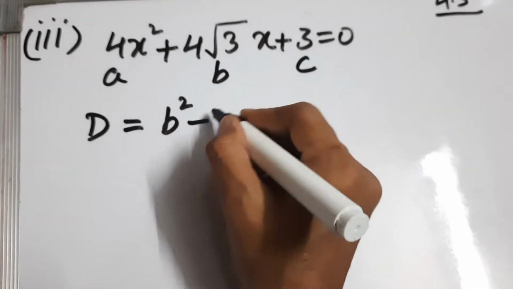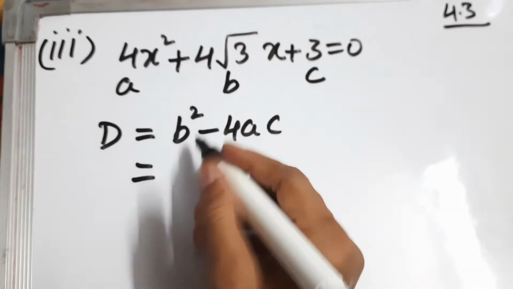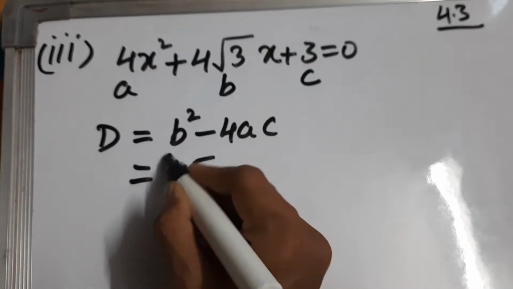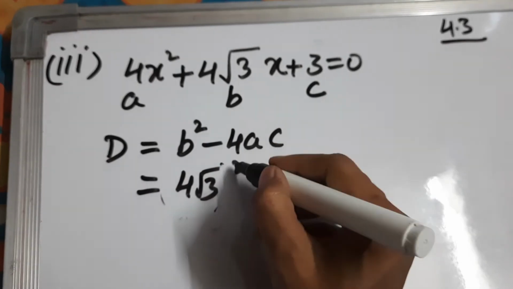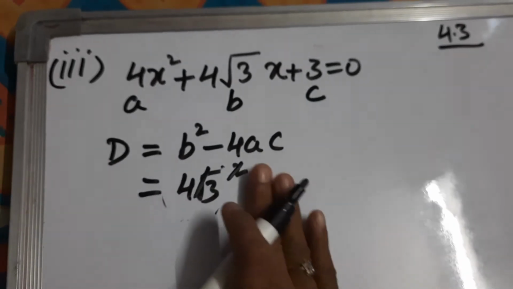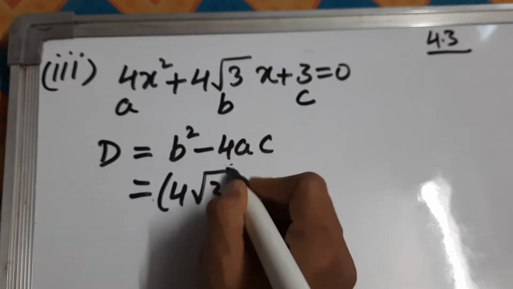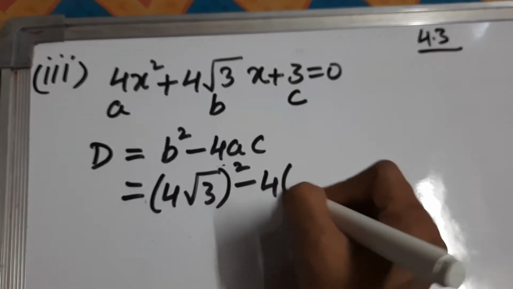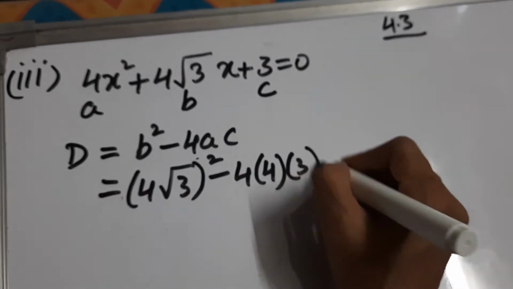D is equal to b square minus 4ac. So what is b? B is 4 root 3. So put it under the square. If we don't write the square, what mistake do you make? You only square the number. So put the bracket, square, minus 4 into a. What is a? It is plus 4, into c which is 3.